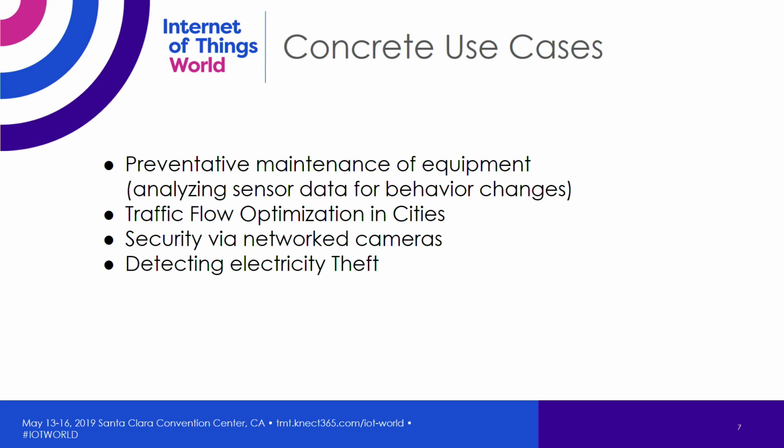If I'm doing smart cities, and I want to minimize the number of people waiting at traffic lights, how do I do that? There's a mix of cameras and sensors that may need to go into that. Again, security. If you're doing networked cameras, should this person be in the factory or not? Should this person be on the floor? Maybe face recognition.